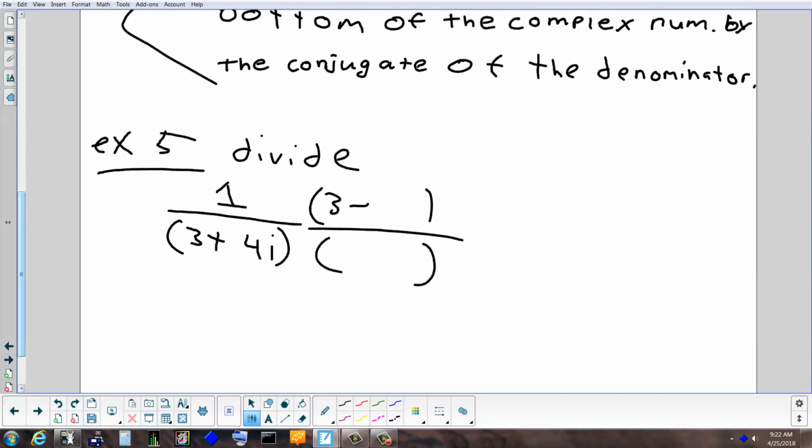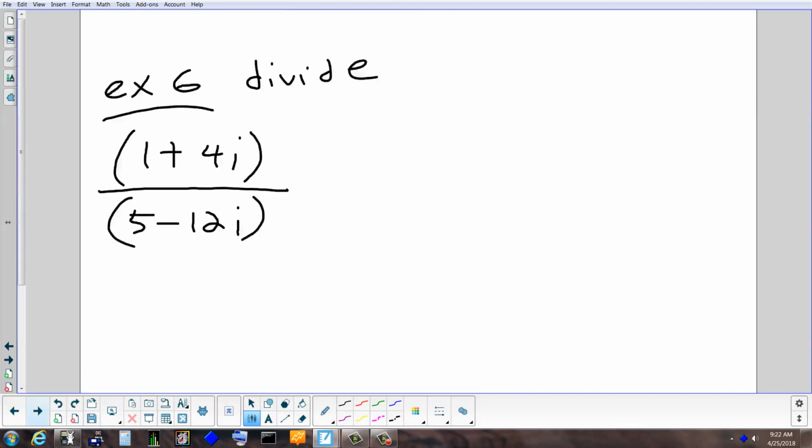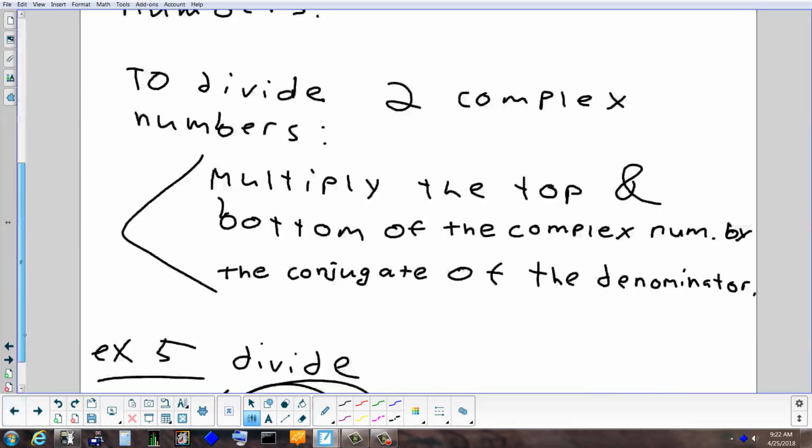So multiply the top and the bottom by the 3 minus 4i. Any questions on that part? Now, the top is going to be easier multiplication than we've ever had to do. It's just a single distributive. It's not a double distributive. If the top was something like this, then you'd have to go back to what we did before. First, outer, inner, last. But this one, you don't have to.